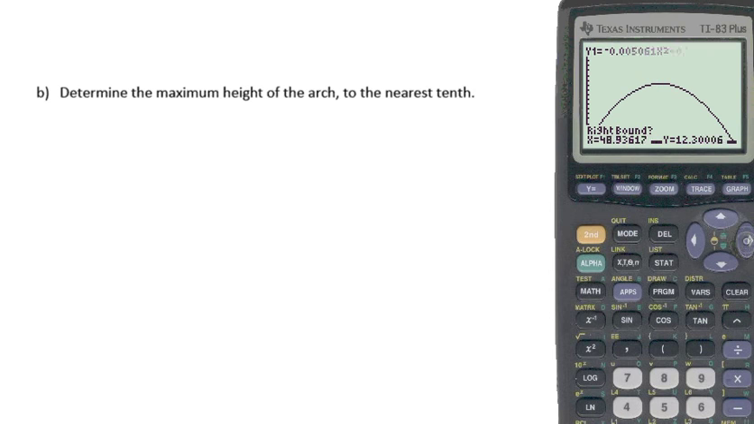Just moving it over slightly. We're on the right-hand side. Yes, we are. Guess. Yes. The max point is when my x is 49.3 and my y is 12.3. So that's my vertex.